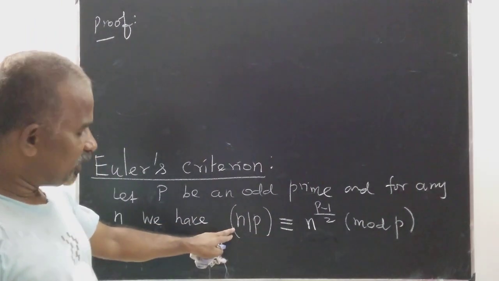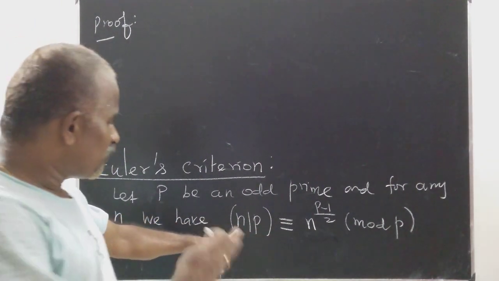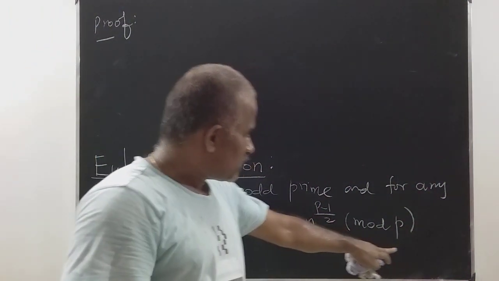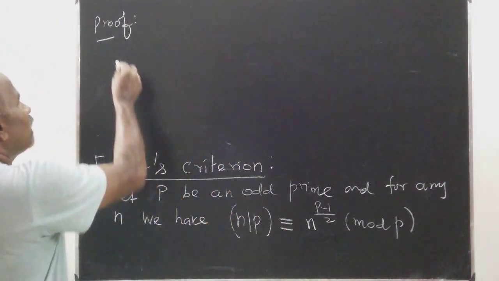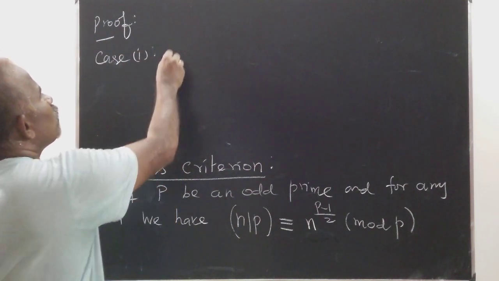(n/p) is equal to either 0, (n/p) is equal to plus 1, or (n/p) is equal to minus 1. All the three cases we are going to prove. Case 1: (n/p) is equal to 0.